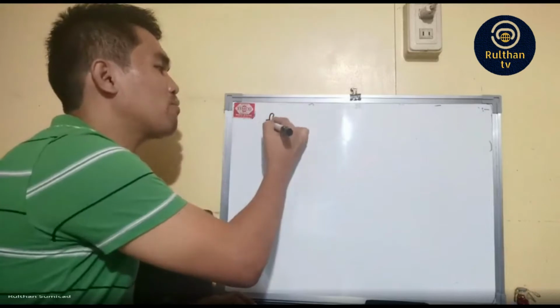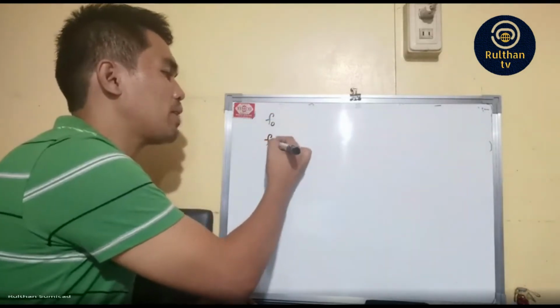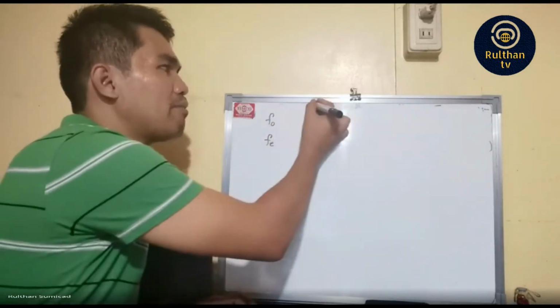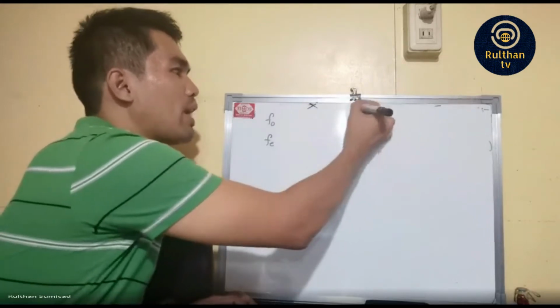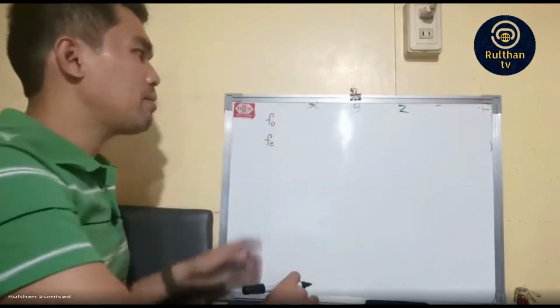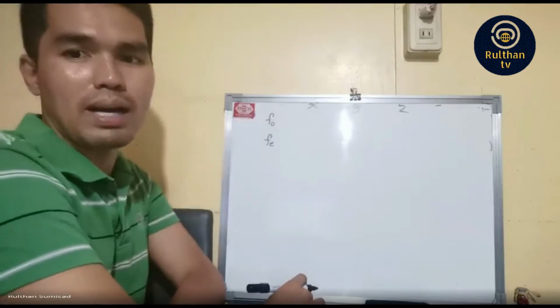With that, we will just record first. We have our observed frequency and of course our expected frequency. Then we have brand X, brand Y, and brand Z. For brand X, the observed frequency was 25.